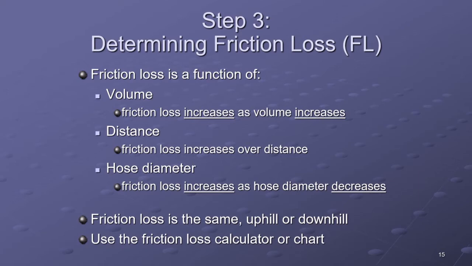Friction loss is affected by hose size. Small hose doesn't move as much water as big hose. It certainly doesn't do it as efficiently. So the smaller the hose, the more friction loss. Friction loss has nothing to do with head pressure. It is the same whether I go uphill or downhill. And you need to use a friction loss calculator or a chart. And there's a chart in your IRPG. But use a friction loss calculator or a chart. And for this class, please use the calculator to calculate friction loss.